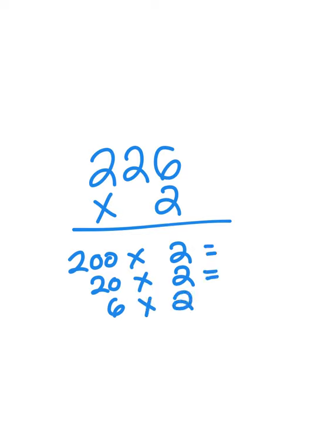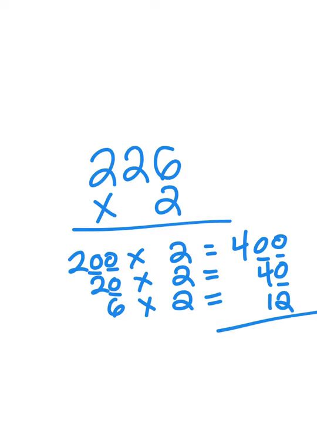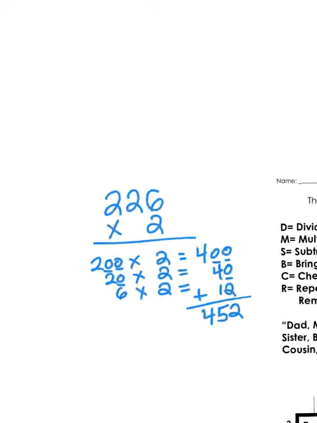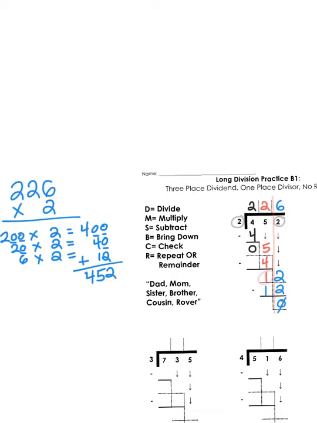So let's do some calculations. Well, 2 times 2 is 4, so 2 with 2 zeros behind it times 2 would give me 4 with 2 zeros, otherwise known as 400. 2 with 1 zero times 2 is going to give me 4 with 1 zero, also known as 40. And of course 6 times 2 is 12. And when I add those 3 partial products together, I get a total of, oh, look at that, 452. So that works. It matches my dividend.